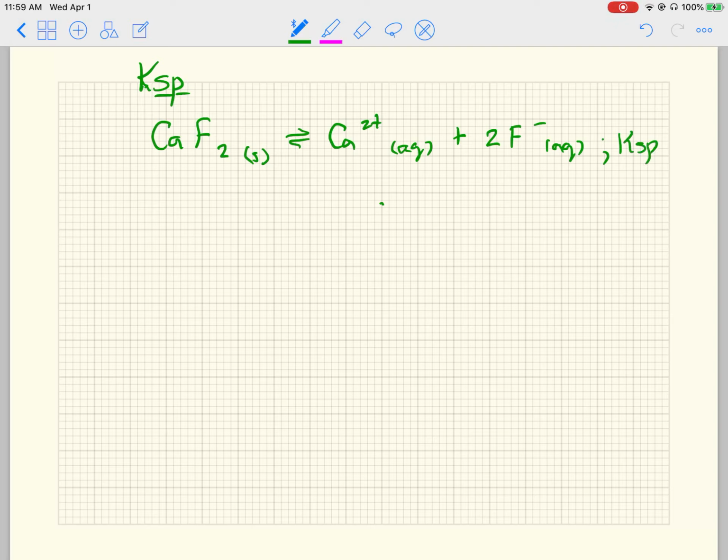And that KSP would be based on the reaction, just like we've normally seen. And so it'd be products over reactants. So we have calcium, and it's a concentration since it's aqueous. And we have fluoride, and it's squared because of the 2 moles of fluoride there on the product side. And then, of course, the calcium fluoride would go in as 1 because it's a solid. So we generally wouldn't show that number 1. So I'm just going to show it as such.